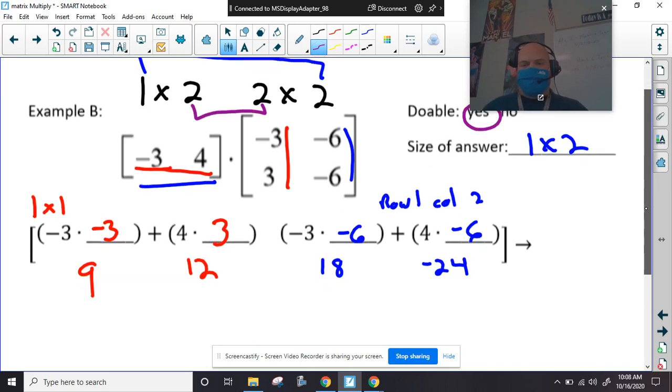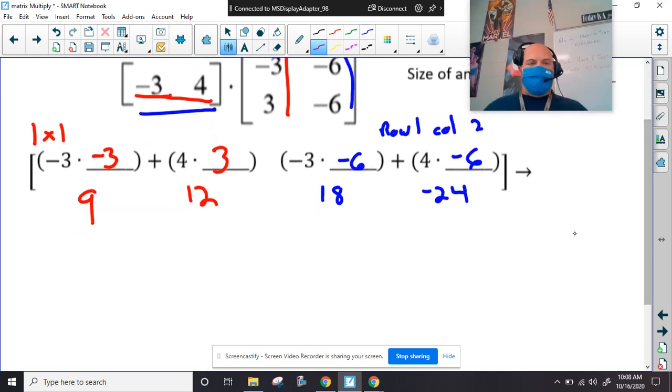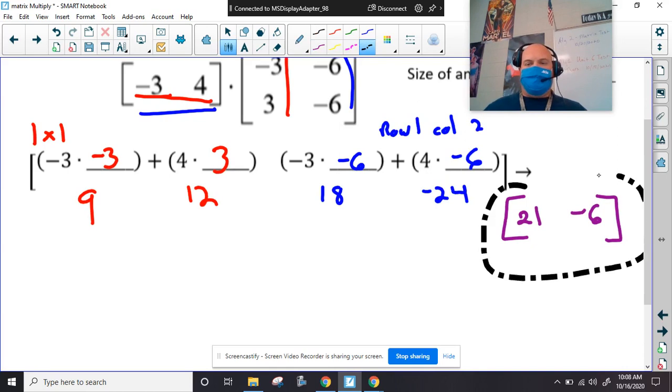So for our final answer, let's see, 9 plus 12, 21. 18 plus negative 24, or 18 minus 24 gives us negative 6. All right. Yeah, that's it.